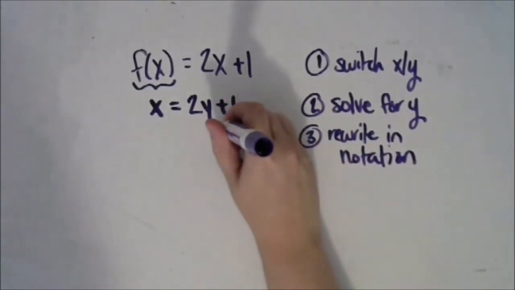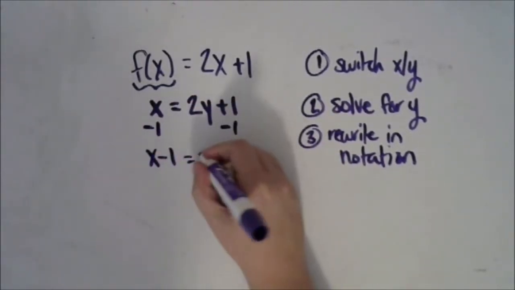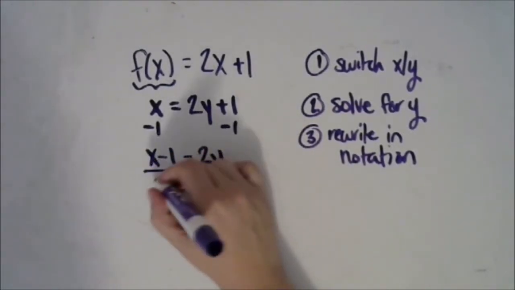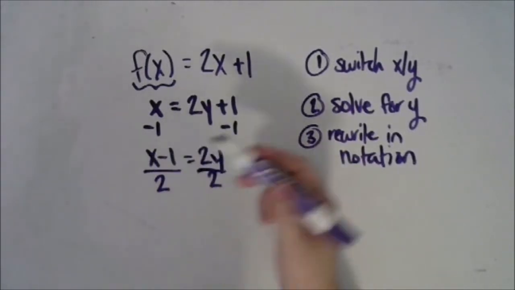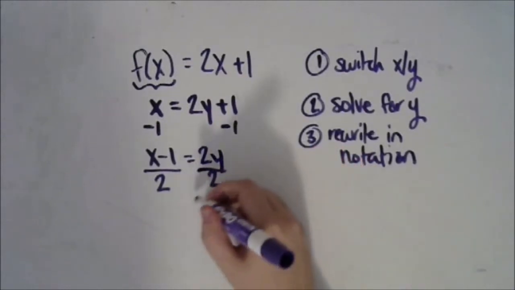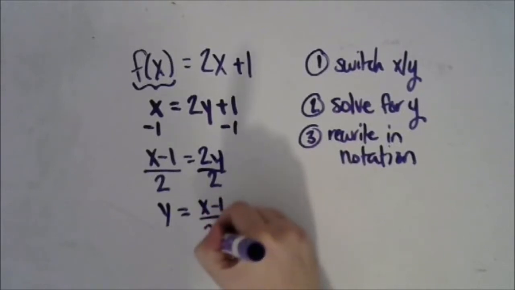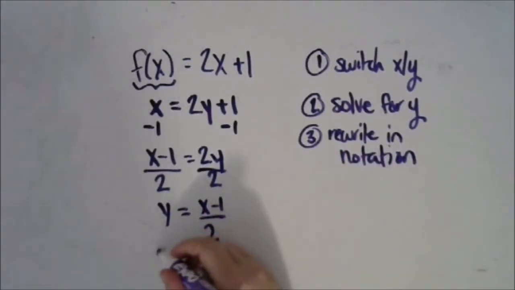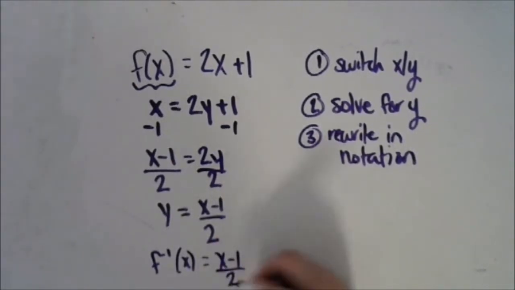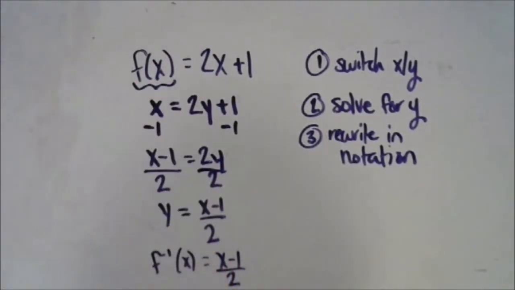To solve this equation for y, we need to subtract 1 from both sides. x minus 1 equals 2y. And then we need to divide both sides by 2. Since neither of these numbers are divisible by 2, I prefer to leave it as a single fraction rather than simplifying it. From here, I have y equals (x minus 1) over 2, and I want to rewrite the equation using inverse function notation. So the inverse of 2x plus 1 is (x minus 1) over 2.